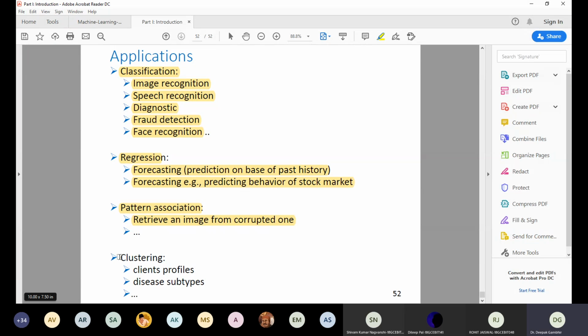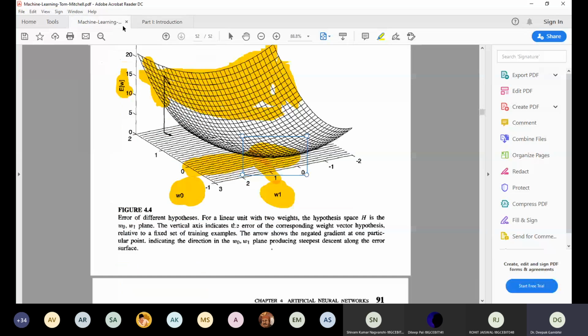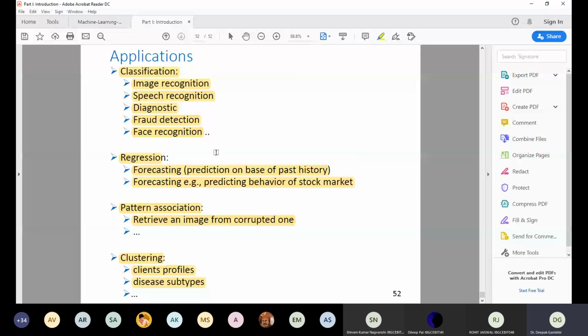Another application where we can use neural networks is clustering, for example client profiles or disease subtypes. These are some of the applications of neural networks. So with this, we will end this part on artificial neural networks. If you have some doubt, you can ask.